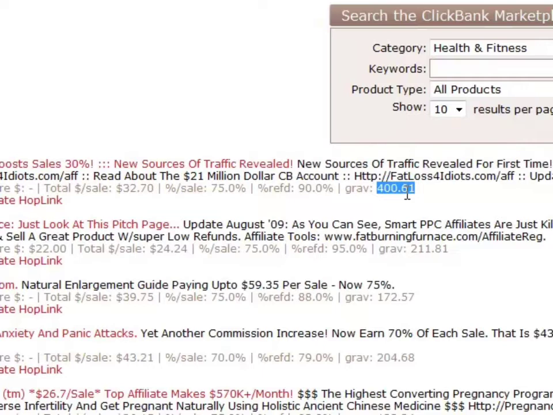Roughly, Gravity, if you don't know it, most people do though, is just a measure of how many affiliates have made at least a sale within the last 6 weeks or so. It's a weighted average. It's not precise. But within the last 6 weeks, at least 400 affiliates have made a sale. Now, that means that obviously some affiliates are making a lot more and some are making a lot less. But basically, it's saying that there's a lot of people making money with this product.